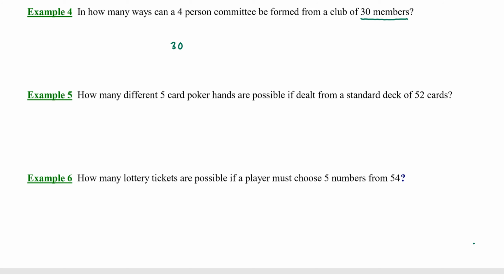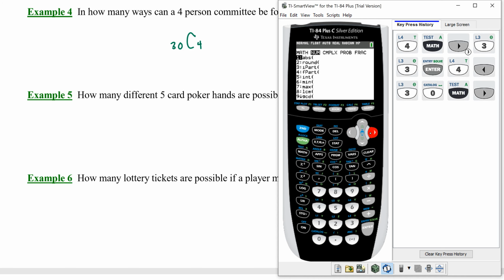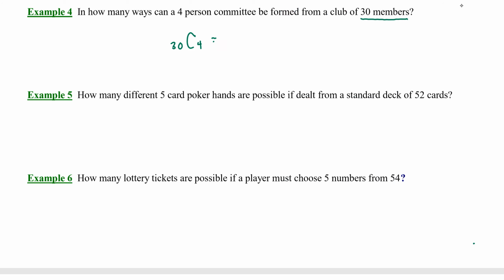So we've got a total of 30. We're going to choose them 4 at a time. We can evaluate this with our calculator. 30, we're going to go to our Math Probability menu, choose option number 3, 30C4, and we get 27,405. Remember, that's a lot less than the slates of president, vice president, secretary, and treasurer. So there's always going to be fewer combinations than permutations.